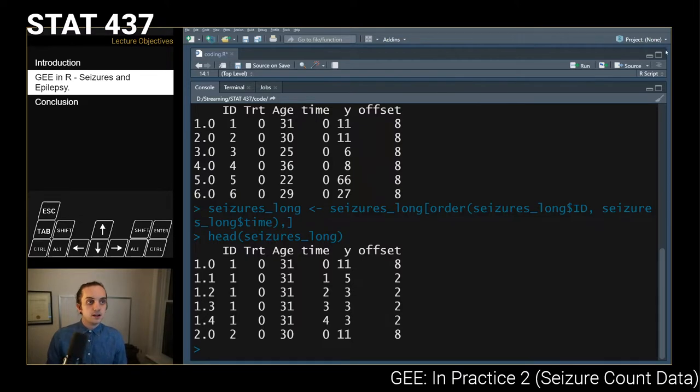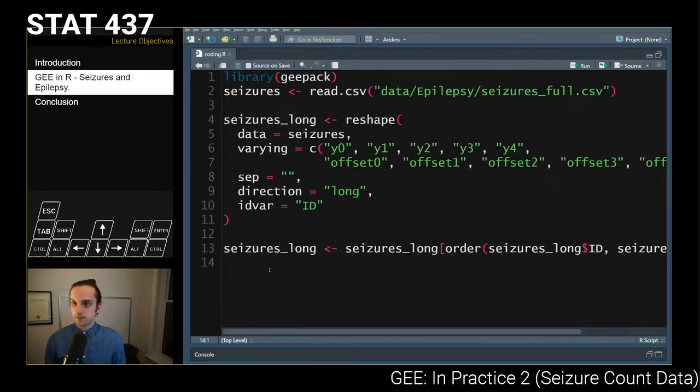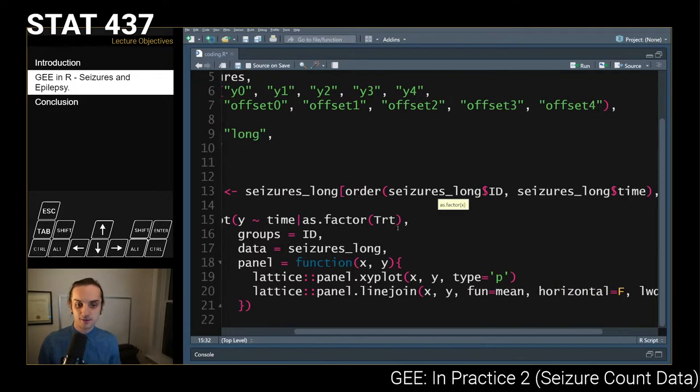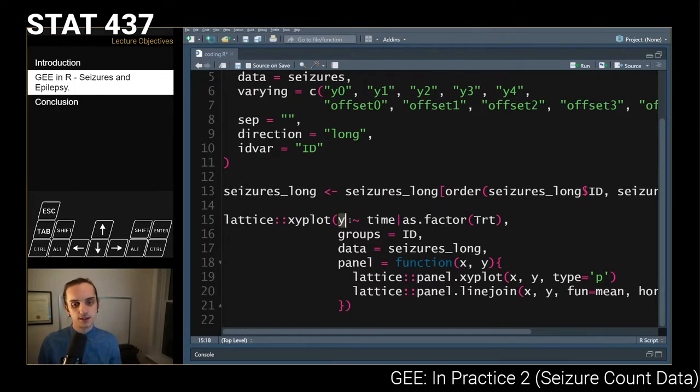If we were going to be fitting this data, I would suggest that we actually take a look at a plot of the data as well. You could pull in a standard lattice xyplot. I actually have this code copied here, which is essentially the same plot we were using last time, where we're going to plot the outcome, which is stored as y, from these y0 variables described by time.